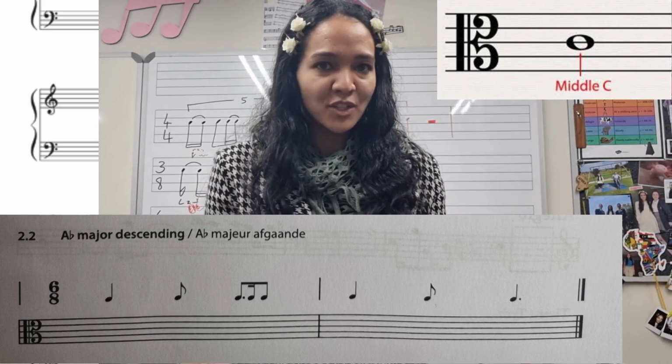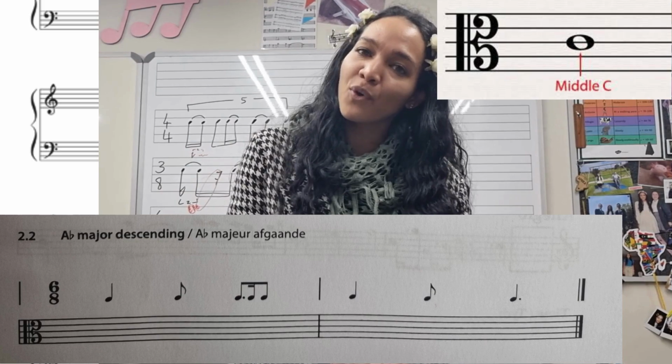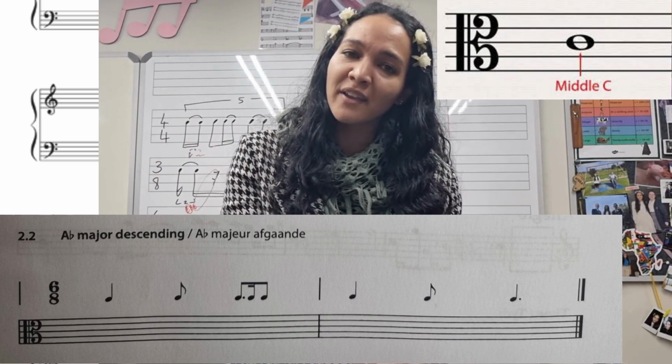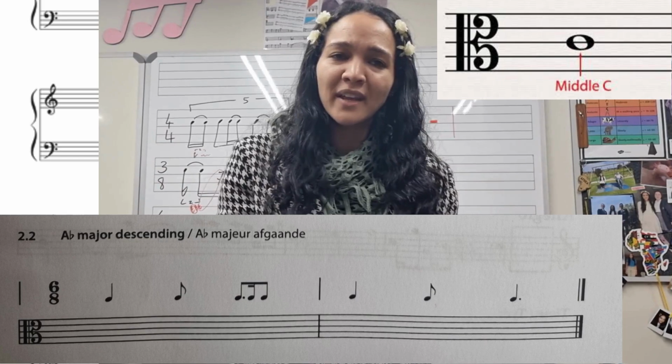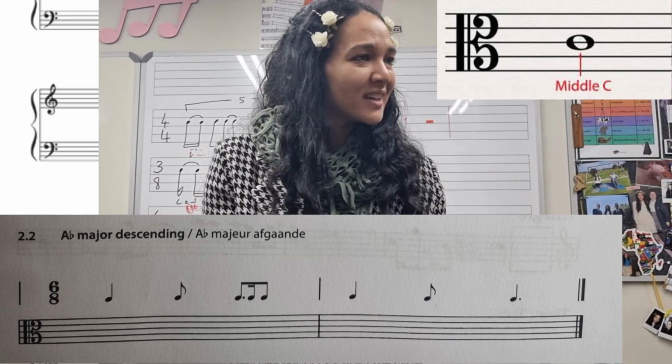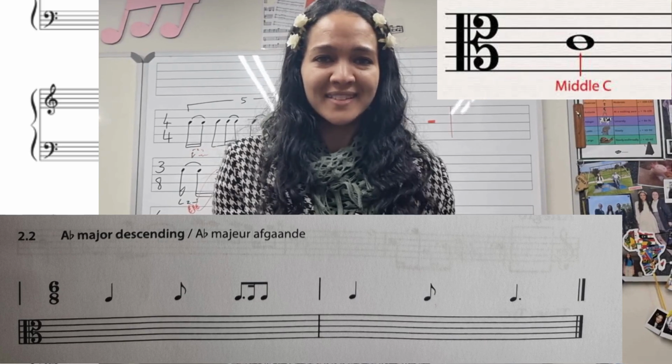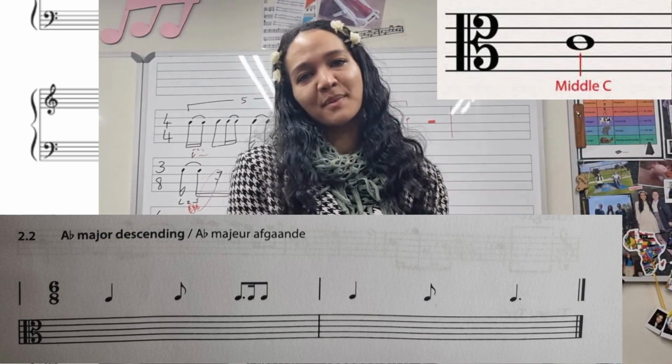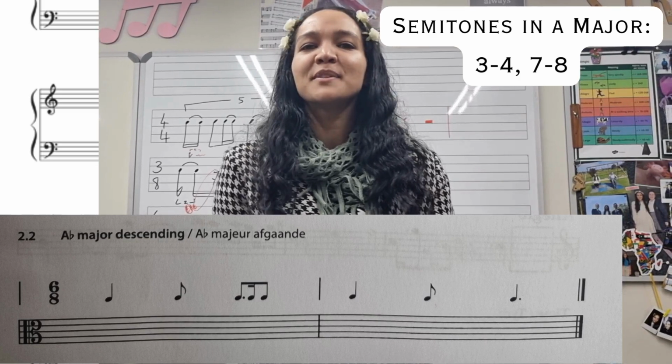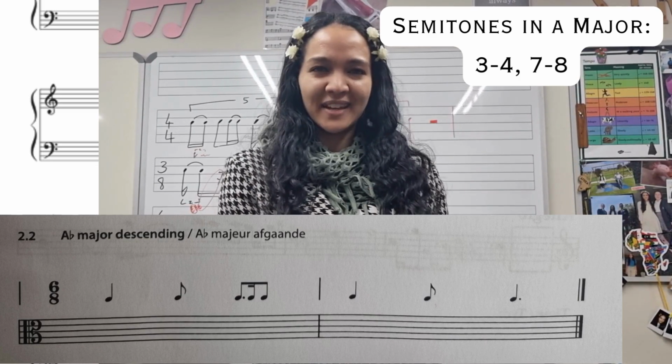Now, of course, A flat major has 4 flats. And of course, if you're starting on an A flat, you need to end on an A flat. Don't start on an A flat and end on an A. Remember, this is A flat major. Both A's need to be flats. Okay, and then finally, our semitones. In a major key, our semitones lie between 3 and 4 and 7 and 8.